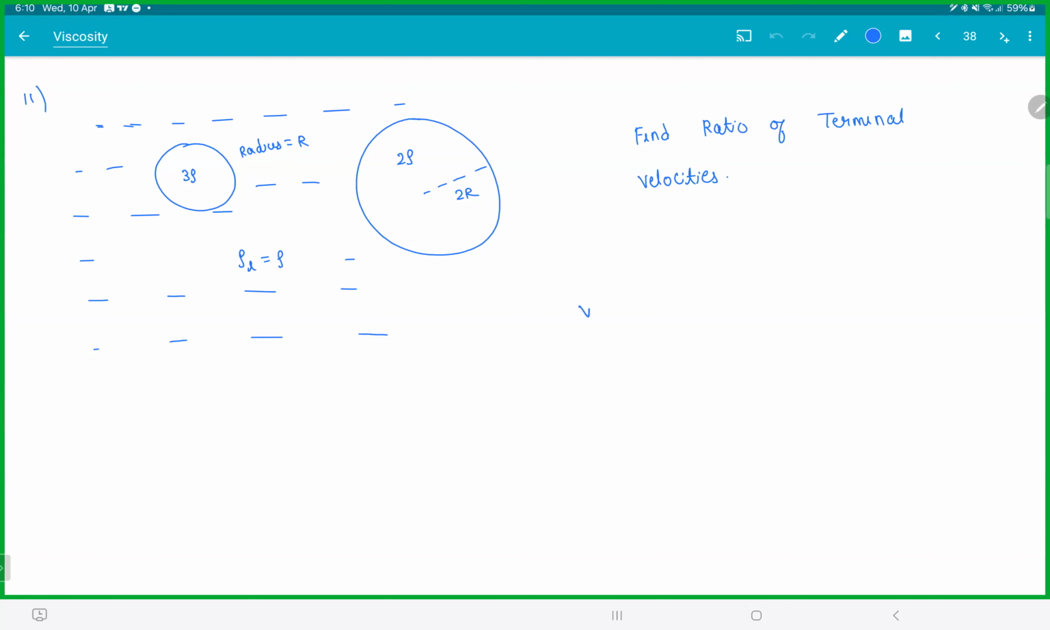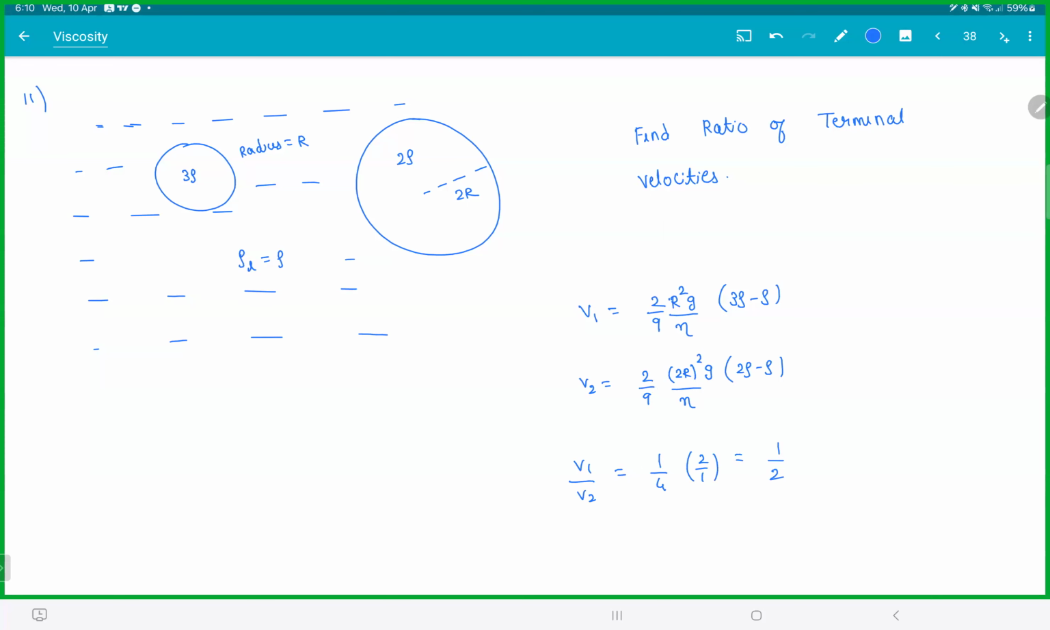What is the terminal velocity? The first one, let's call it V1, which is 2 by 9 r square g (3 rho minus rho) by eta. V2 will be 2 by 9 (2r) whole square g by eta (2 rho minus rho). Divide them. So V1 by V2 will be 1 by 4 and that will be 2 is to 1. So 1 is to 2. Clear? Easy? That's straightforward. Next one.